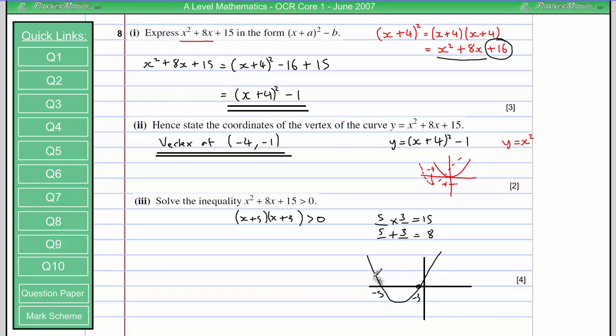So here it's greater than 0, and here it's greater than 0. We're not interested in this bit here. So the solutions to our equation are when x is less than minus 5, because minus 5 is here, look, so less than minus 5, and x is greater than minus 3, because we want this bit here. They're the only two parts where this curve is greater than 0.